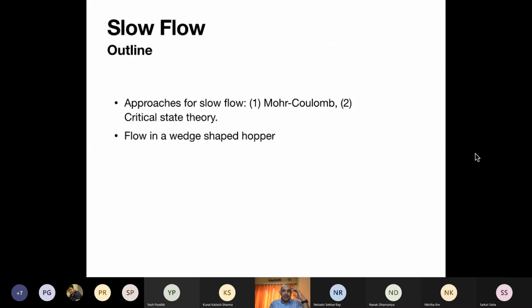So with that, I want to stop talking about statics, and let's see how we look at slow flows. And there I'll talk about two different methods of looking at slow flows. One is the Mohr-Coulomb and the other is critical state theory. And then we'll apply both of these to a very simple problem, which is flow in a wedge-shaped hopper.